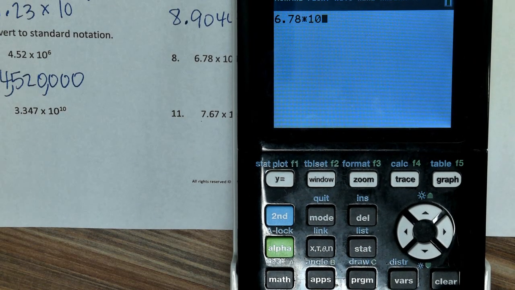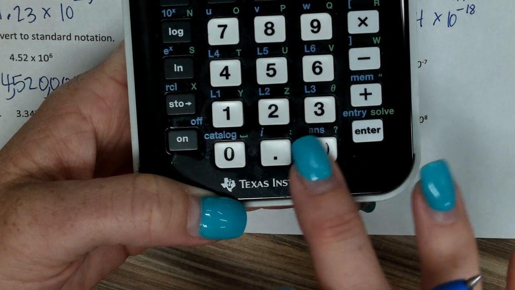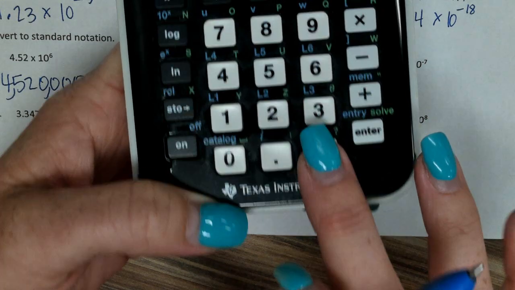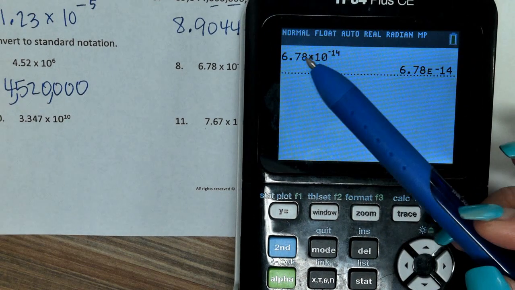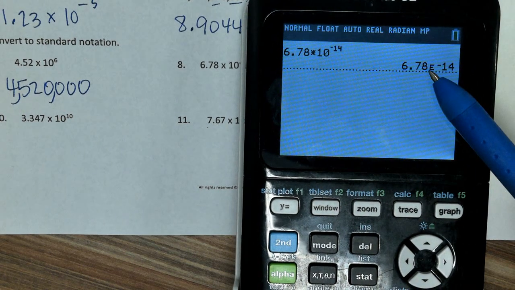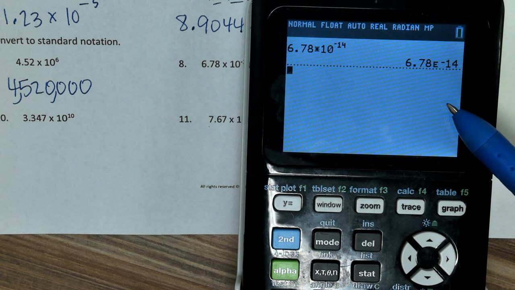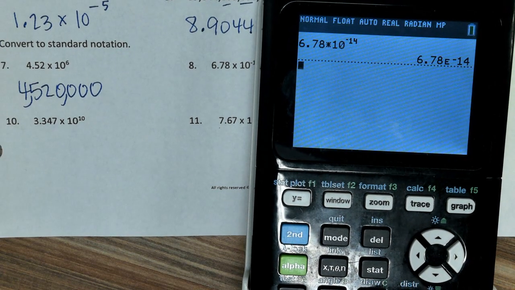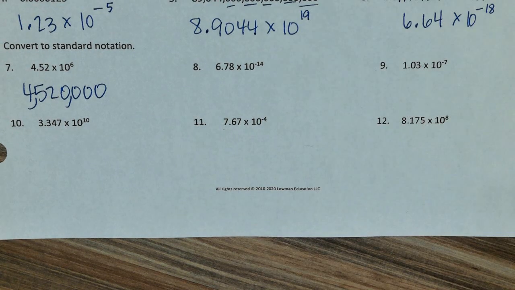6.78 times 10, carry it up, and make sure you're hitting negative. Everybody remembers negative is below the 3. Yes? Negative 14. Hit enter. Did this go from scientific back to normal, or did it keep it scientific? Why? Your calculator said, I don't want to put it back to normal. That's too much. So you have to do it by hand. So let's talk about it.